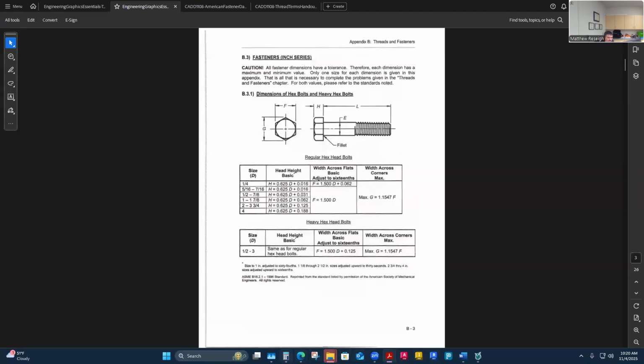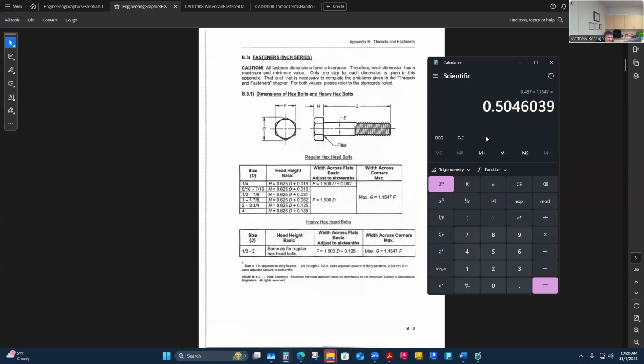Okay, let me pull up my calculator. So it's going to be 0.625, the constant, times my diameter, which is quarter inch. And then that's not quite right, so it needs a little bit of a correction here. So I'm going to add 0.016, is what it tells me. So if I was identifying that fastener, it would have this head height of 0.1723.